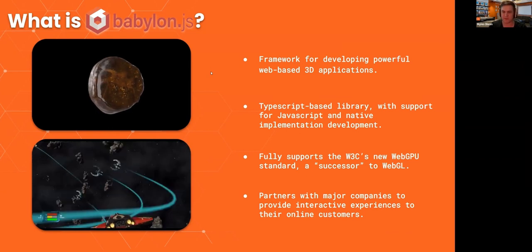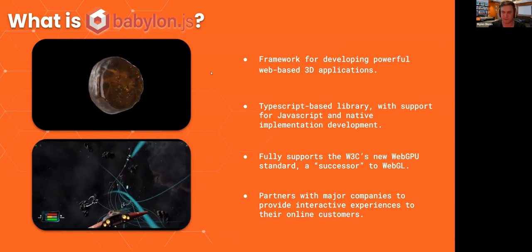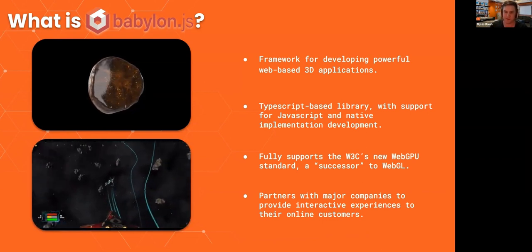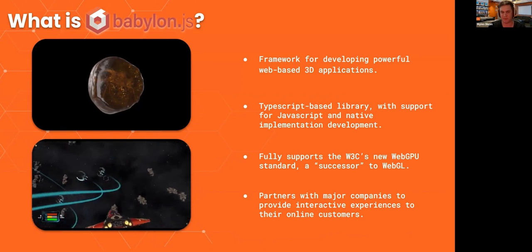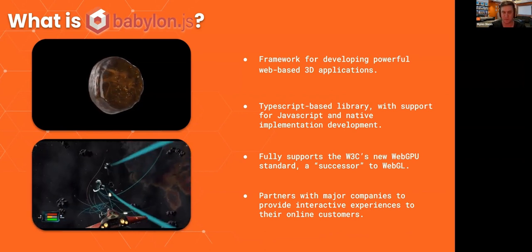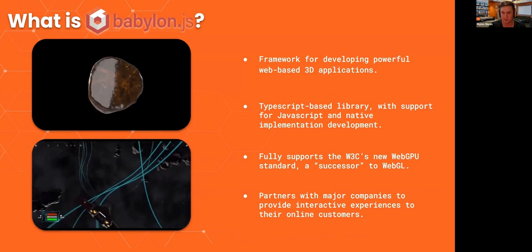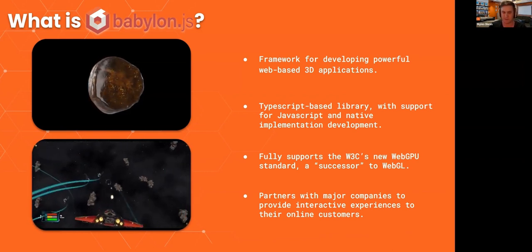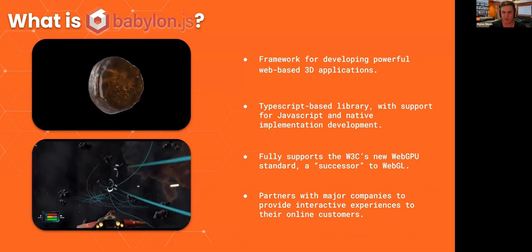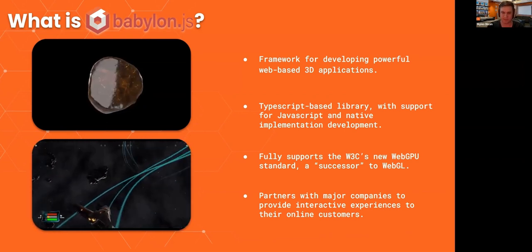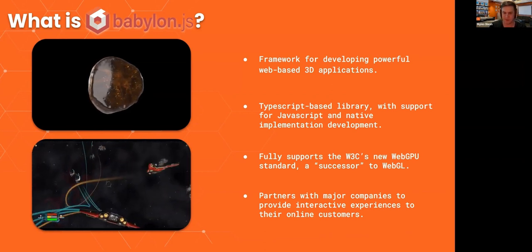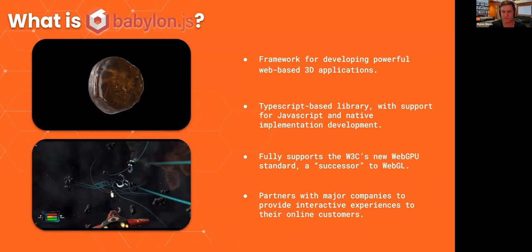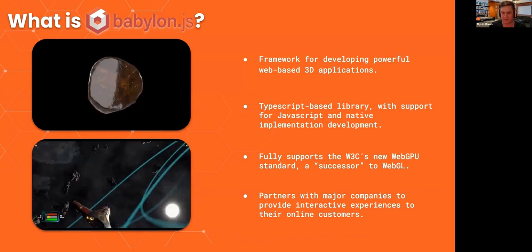Now, BabylonJS is based and written entirely in TypeScript, has support for JavaScript, as well as native application development. So what that means is with BabylonJS, you can write your code entirely in their framework and have it compiled down to an Android APK, an iOS app, or a web-based app. And being based out of TypeScript provides a lot of advantages that I'll cover in more detail in the next slide.